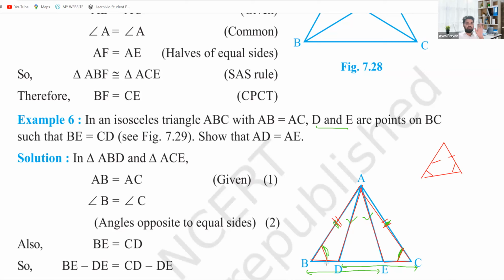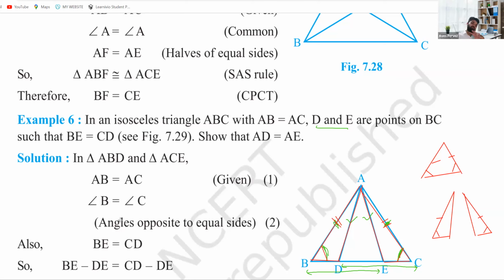But you need to prove that BD is equal to CE, because if you have in this triangle this side also equal to this side, and this angle equal to this angle, angle B equal to angle C. Got it? Rima, are you getting? I'm not getting it clearly, sir.